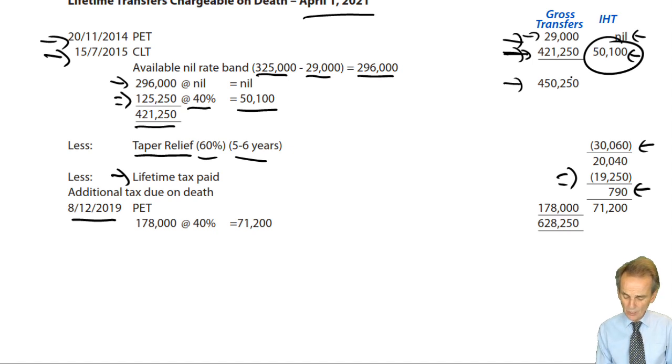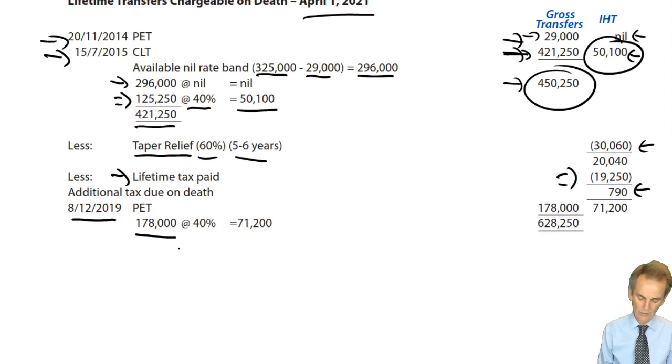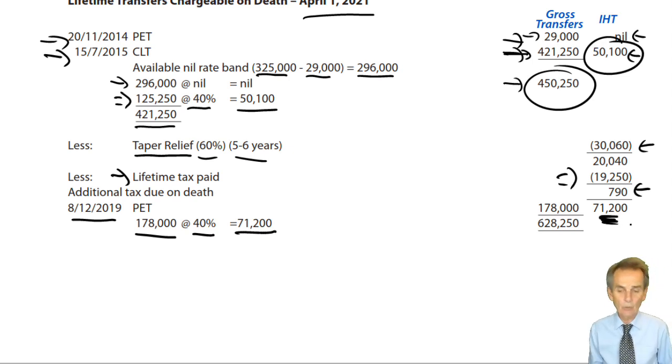We have already used up our nil rate band. The cumulative total at this point, within the 7 years before the date of death, is over £450,000. So all of the 178 is chargeable at 40%. That's 71,200, and that's it, because there's no taper relief, and of course there is no lifetime tax that has been paid. In relation to the PET, who pays that?